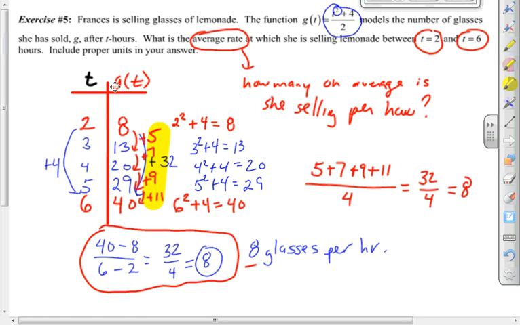Hopefully this is helpful. I would suggest making a t-chart if you're stuck, or actually making a t-chart just in general for each of these problems I think is very helpful.